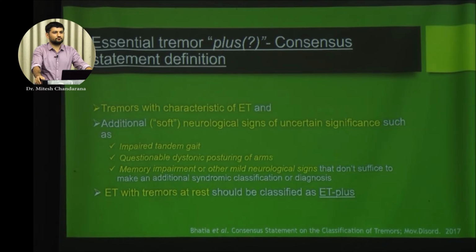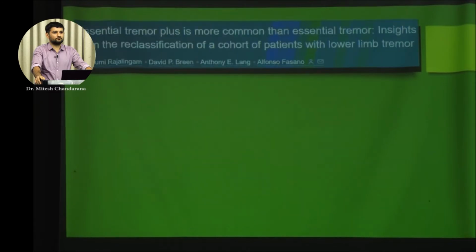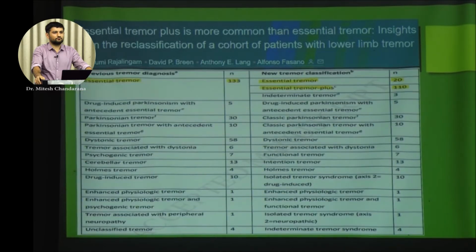So these three features: impaired tandem gait, questionable dystonia, memory impairment, and ET with tremors at rest. There were two studies where they reclassified previous patients in a retrospective study, and they found that of 133 patients initially classified as ET according to the older classification, 110 went into ET plus, considering either one of the soft neurological signs.